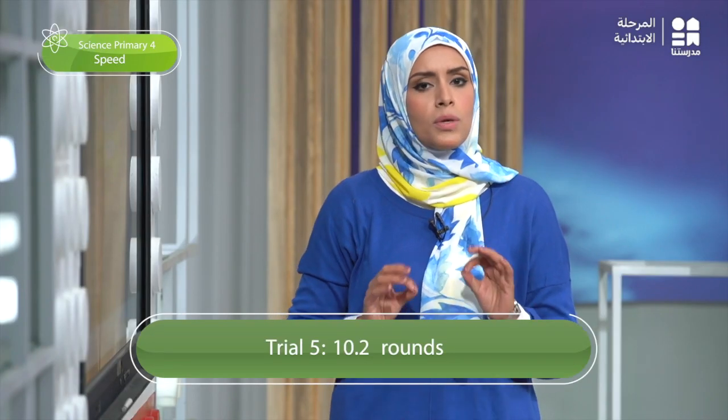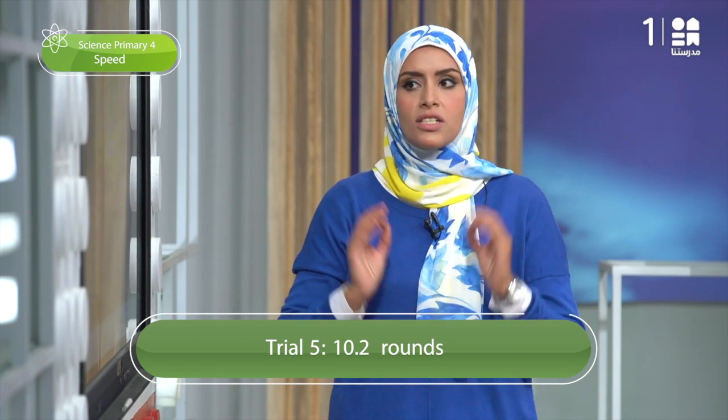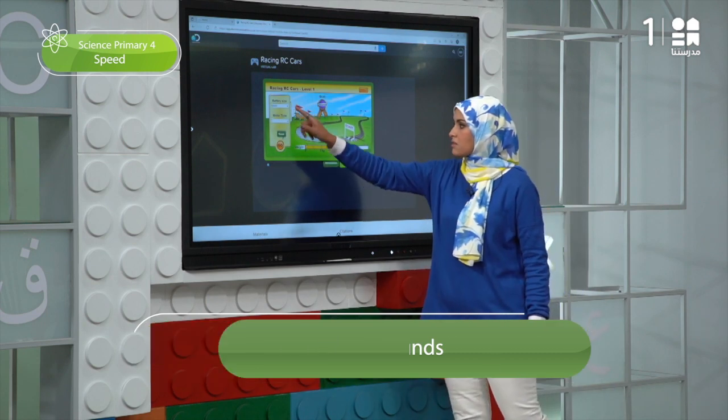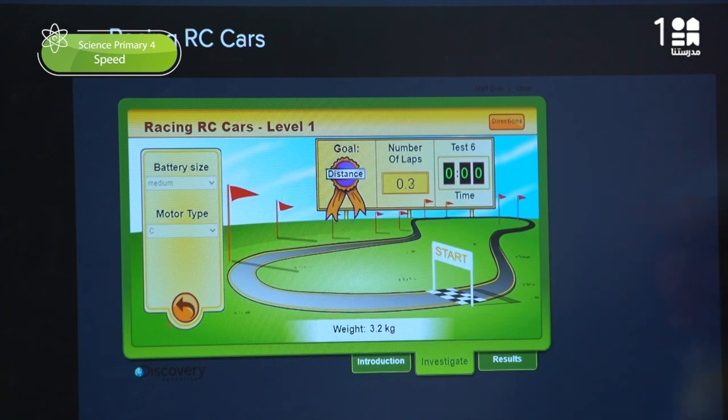Wow, 10.2 laps. Okay, in trial 6, we will choose what? We will use the medium battery and choose the best engine type. So we will keep the battery medium, but the motor will be C and go.